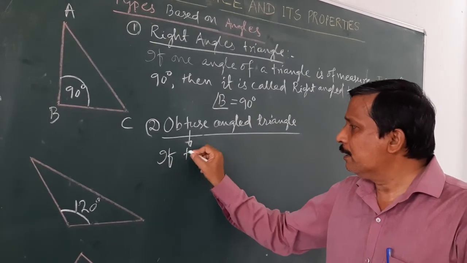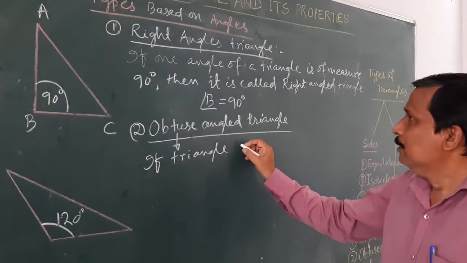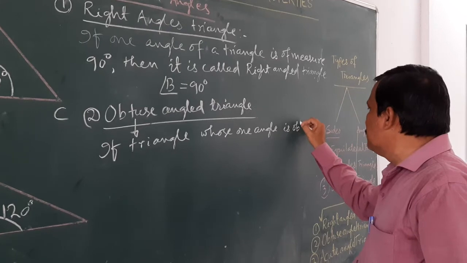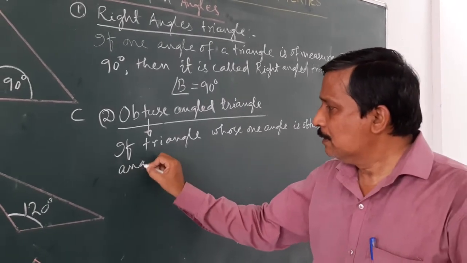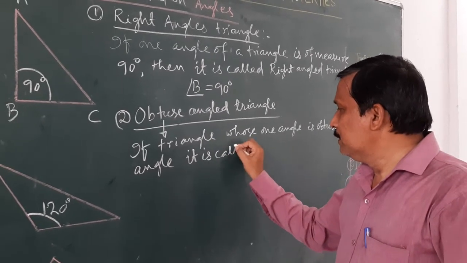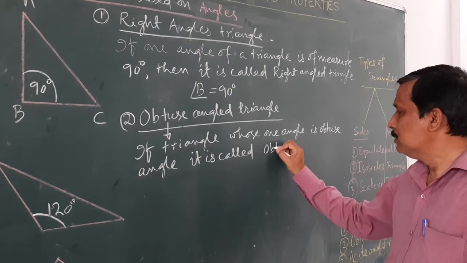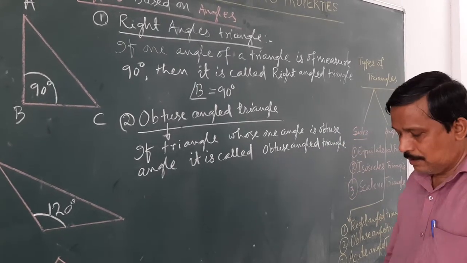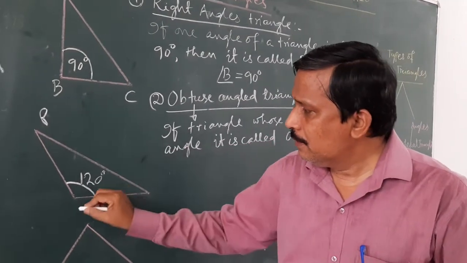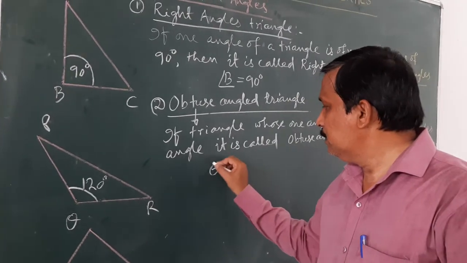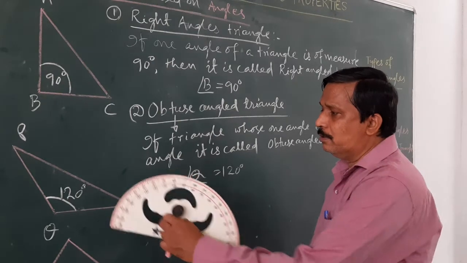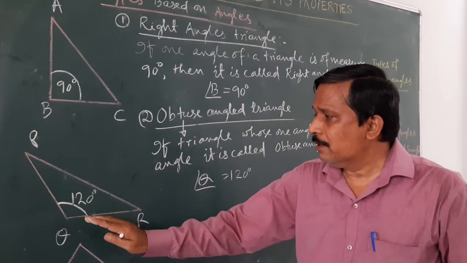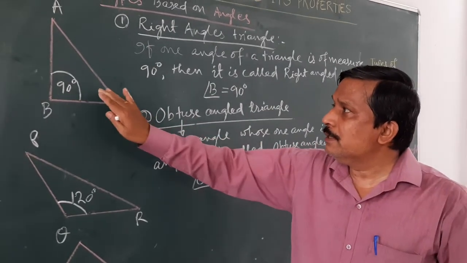Similarly, if a triangle has one angle that is obtuse, it is called an obtuse angle triangle. So here, which is the obtuse angle? You see here, suppose you name it P, Q, R. So angle Q is 120 degrees. The other angles are acute. Acute means less than 90. So this is less than 90, this is less than 90. Only one angle is 120. In the previous case, this is 90, but these are acute.